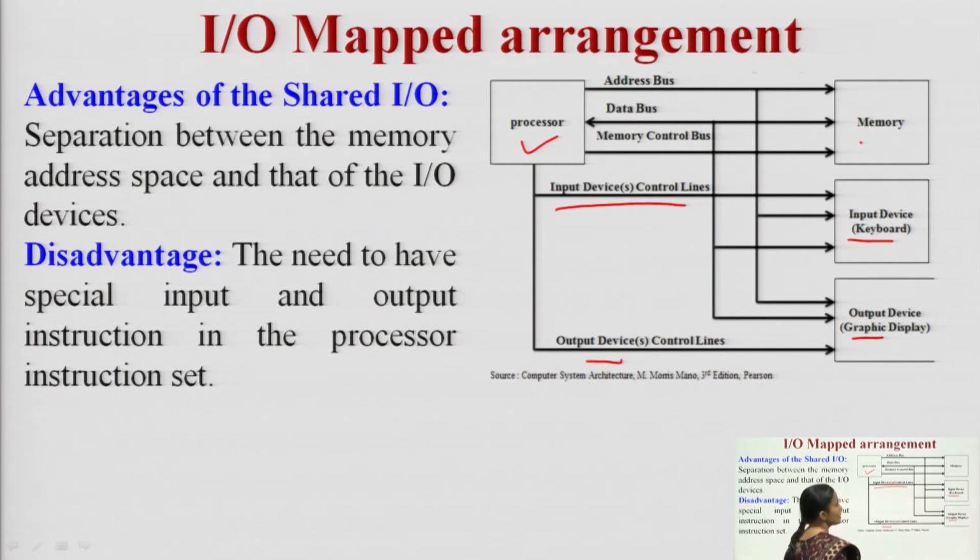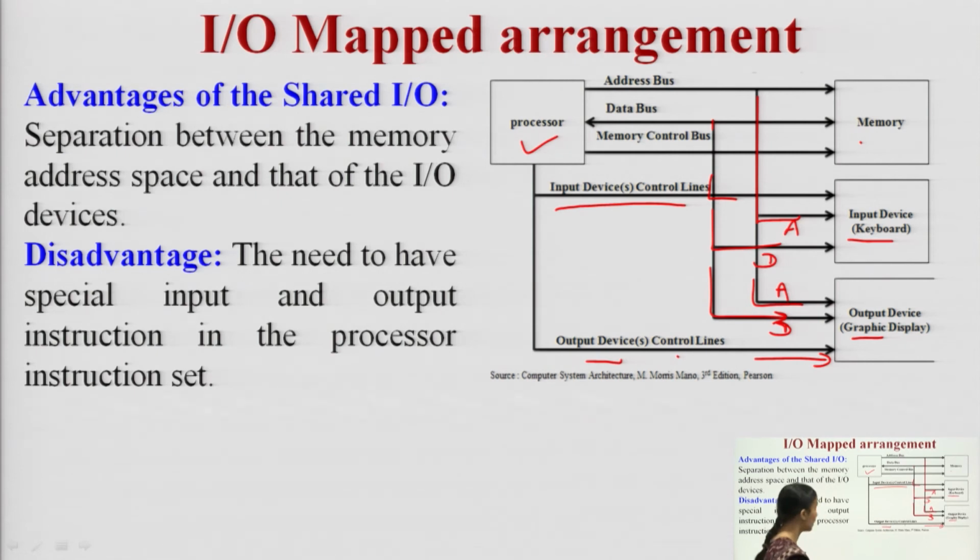Here the input device control lines are there, and the output device control lines are there, and the data and address bus are common, connected to memory, and they are connected to our input and output devices. This is the address bus and this shows us the data bus. This is address, this is data, and the special control lines for every device are shown.